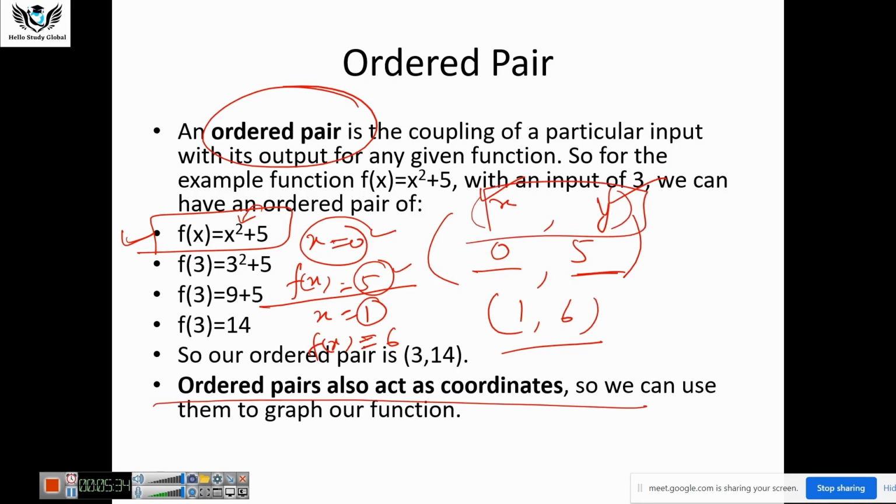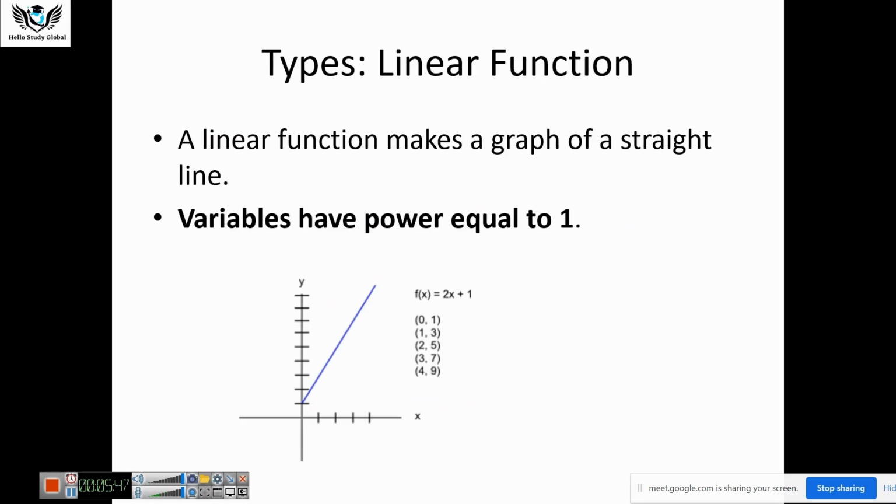So therefore it is mentioned that ordered pairs also act as coordinates. So we can use them to graph our function. Once we know all the ordered pairs, we can plot these points on the xy axis and draw a graph. Okay, now different types of functions.